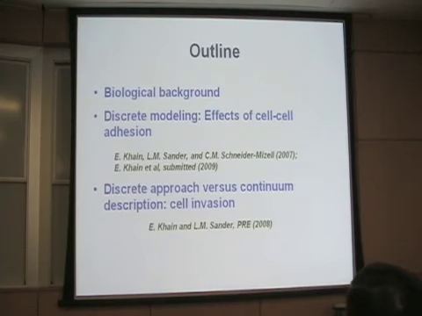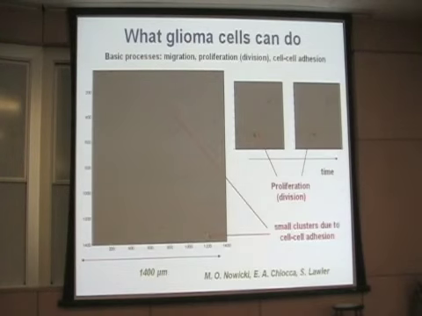First, I will present some biological background, and then I will describe our discrete modeling approach and study the effect of cell-cell adhesion on clustering. Probably I will not have time to mention another approach, which is a continuum one, so I mention it now. I am dealing with glioma cells. The diameter of glioma cells is about 10 microns.